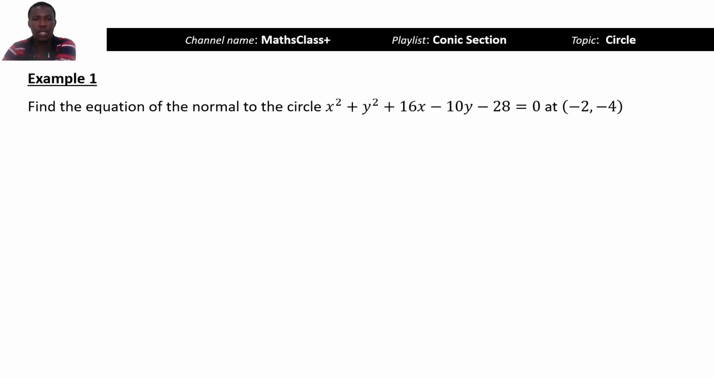Find the equation of the normal to the circle x squared plus y squared plus 16x minus 10y minus 28 is equal to 0 at the point (-2, -4). As we said earlier, the normal to a circle has the same gradient as the radius which is drawn to the point of contact.